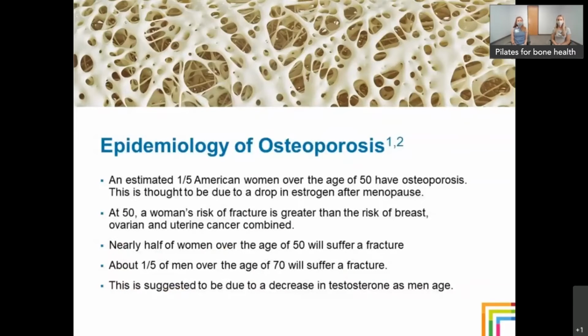So let's talk a little bit more about why this is important. Let's talk about our epidemiology of osteoporosis. An estimated 1 in 5 American women over the age of 50 have osteoporosis. This is most likely thought to be due to a drop in estrogen, especially after menopause. At 50, a woman's risk of fracture is then greater than the risk of breast cancer, ovarian cancer, and uterine cancer combined. It's a significant health impact. Nearly half of women over the age of 50 will suffer a fracture. And we don't want to neglect our male counterparts. About 1 in 5 men over the age of 70 will also suffer a fracture, and this is suggested to be due to a decrease in testosterone as men age.